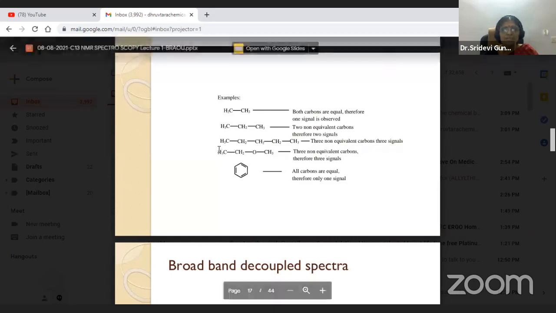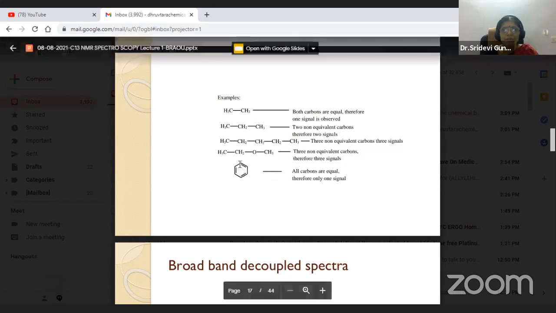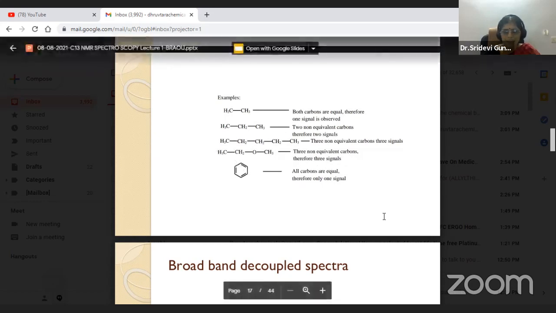Therefore, 3 signals. Similarly, methyl ethyl ether. 3 non-equivalent carbons. 1, 2, 3. So 3 non-equivalent carbons, therefore 3 signals. Benzene, you see, 6 carbons are there, but all are equal. Therefore, only 1 signal.